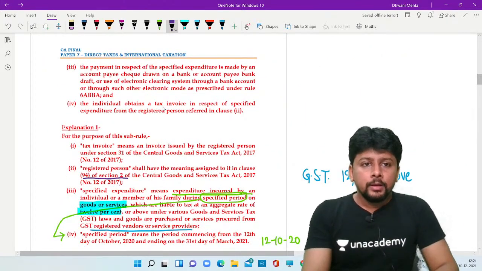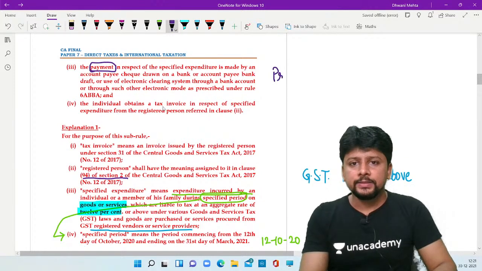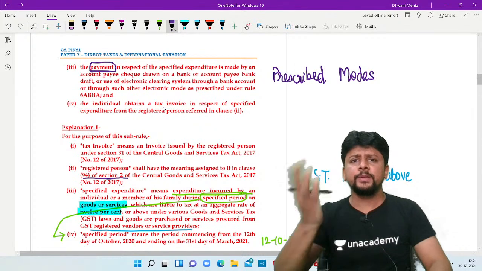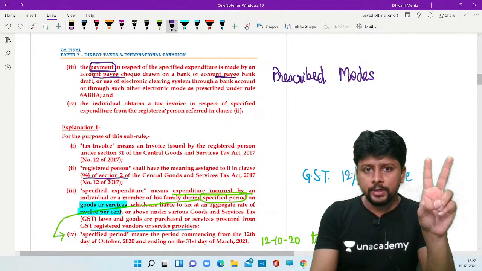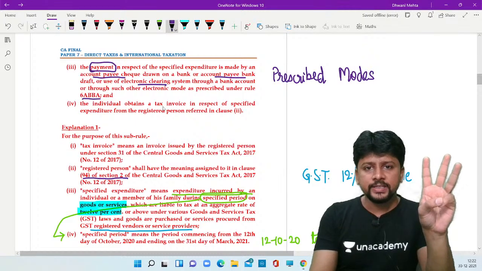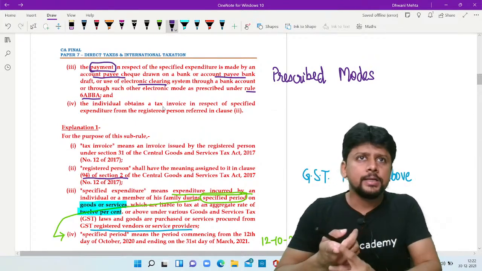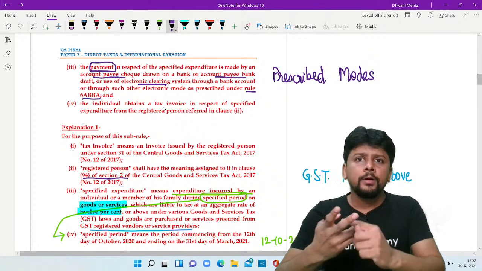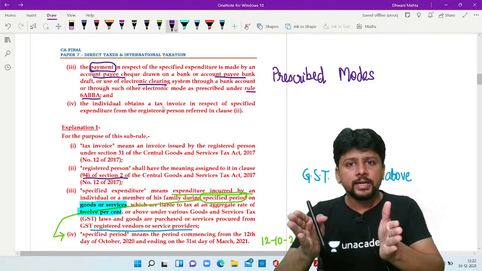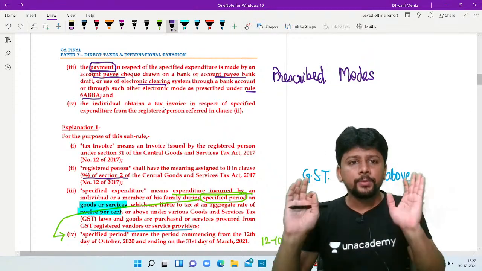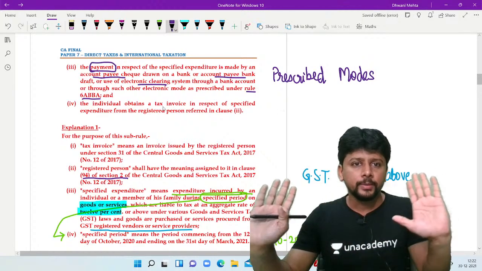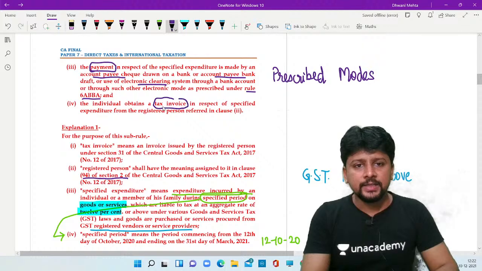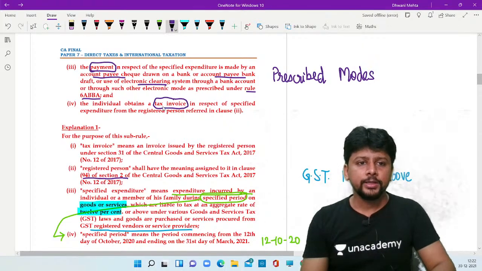Third condition, payment should be made, in one word I can say, through prescribed modes. We are already aware that at various places in the Income Tax Act, account payee cheque, account payee bank draft, electronic clearing system, and those prescribed modes as per Rule 6ABBA, NEFT, RTGS, IMPS, credit card, debit card, wallet payments, Aadhaar Pay. Those are the prescribed modes, and I am following those prescribed modes while making a payment of that specified expenditure. So cash, bearer cheque, crossed cheque are not permitted. And I have to obtain a tax invoice, which is the evidence that I have incurred the expenditure.